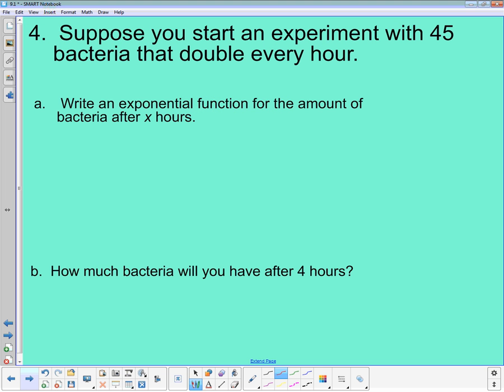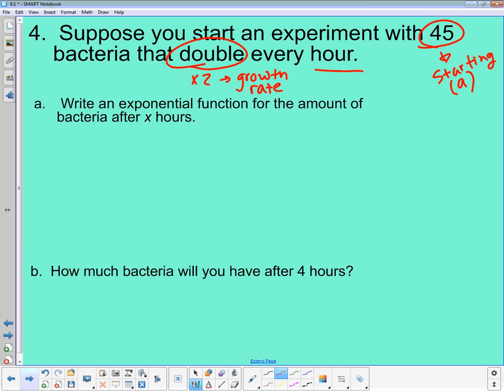In number 4, it says, suppose you start an experiment. You start an experiment with 45 bacteria, and they double every hour. So 45 has to be my starting point, or in other words, the A value. Doubling means multiplying by 2. That's my growth rate. And then hour happens to be my time.